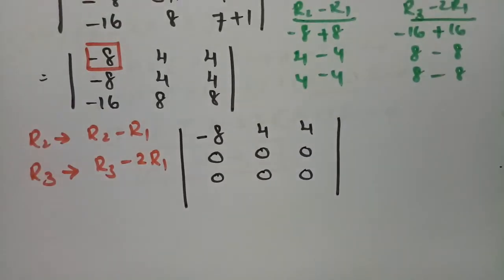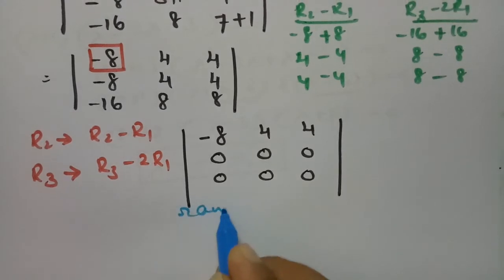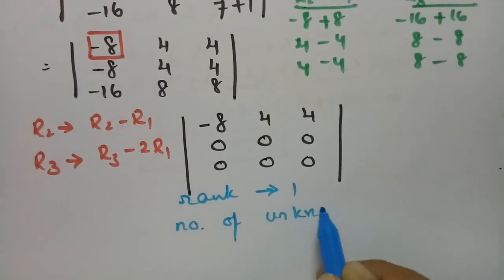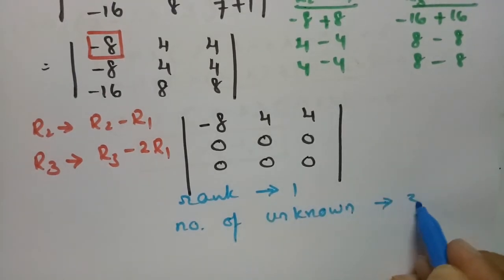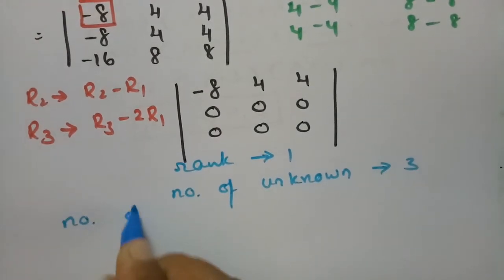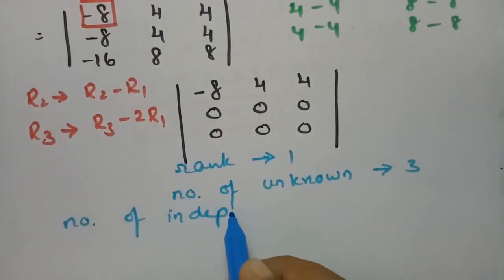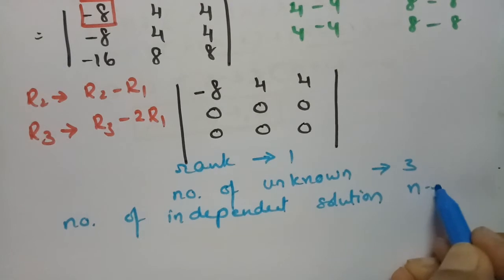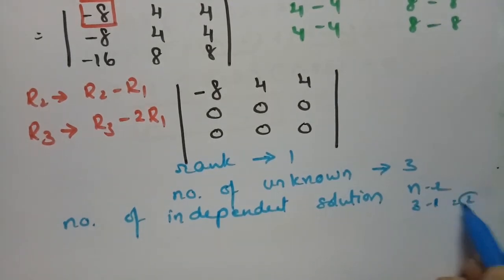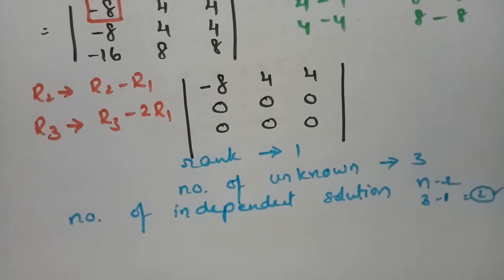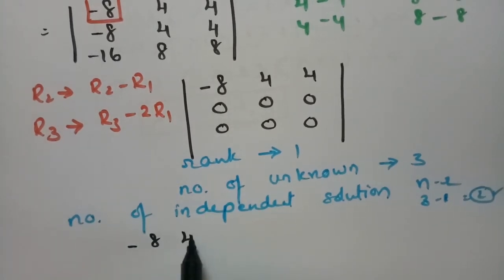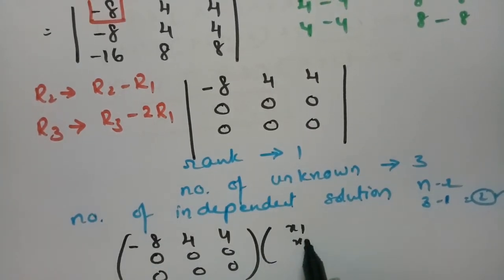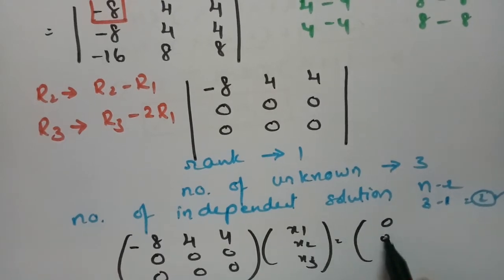See here, if you observe, the rank here is 1, and the number of unknowns: it's a 3 by 3 matrix, x1, x2 and x3, so this is 3. Therefore, the number of independent solutions is n minus r, that is 3 minus 1, so 2 independent solutions we can take. Now this can be written as the matrix minus 8, 4, 4; 0, 0, 0; 0, 0, 0 times x1, x2 and x3 is equal to 0, 0, 0.